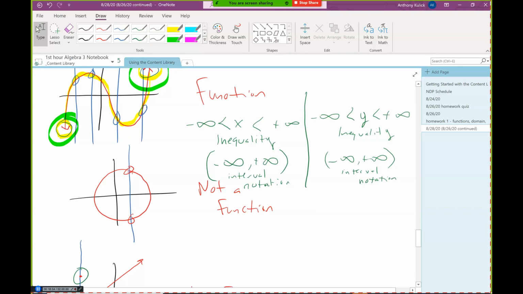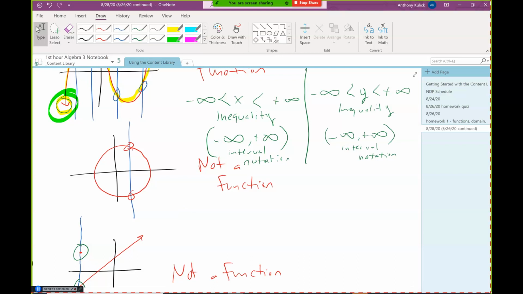Okay. To do this next example, I'm going to have to include some coordinates here. So actually, let's use the green color so we can tell that I did this later.